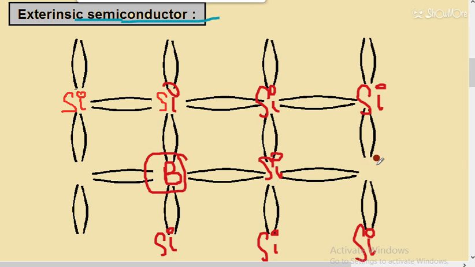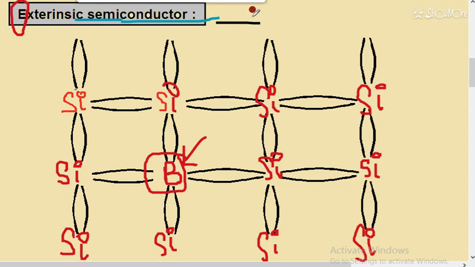So if some impurity is added, or you can say some other element is added, then the semiconductor is said to be extrinsic. So how to remember it? You can remember it from the alphabet E. E means external. So you can consider it as when we add an external element like boron or like phosphorus to silicon, then that type of semiconductor is called extrinsic semiconductor.